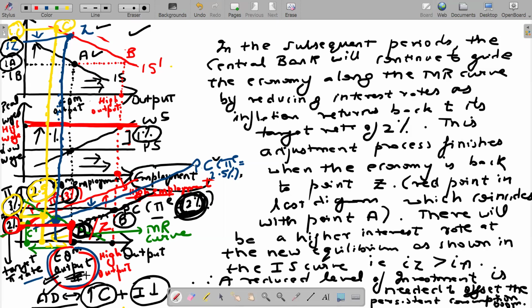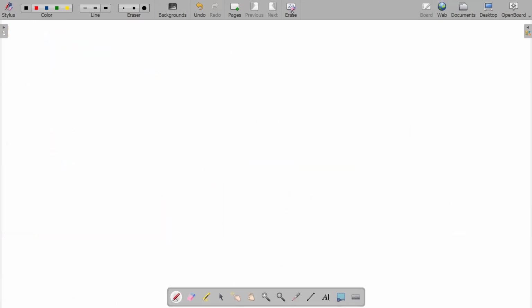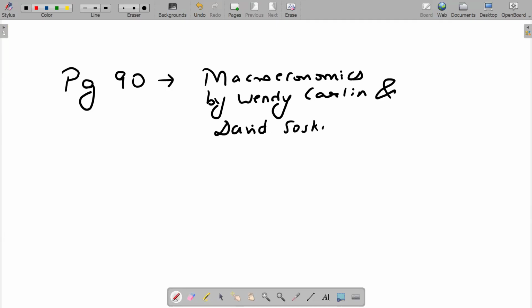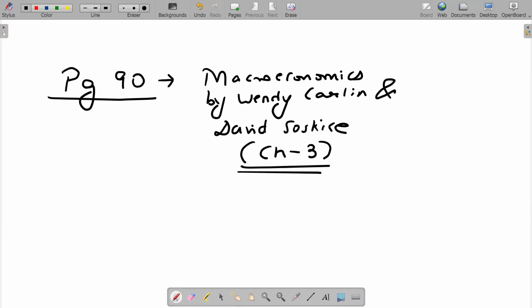This is page 90 of the book. Please refer to page number 90 of the book Macroeconomics by Wendy Carlin. I wrote the name of the book in the beginning of the lecture, but I'm writing it again. Macroeconomics by Wendy Carlin and David Soskice. Refer to page 90 of the book. This is chapter 3, the 3 equation model. You can have a read from the book as well.